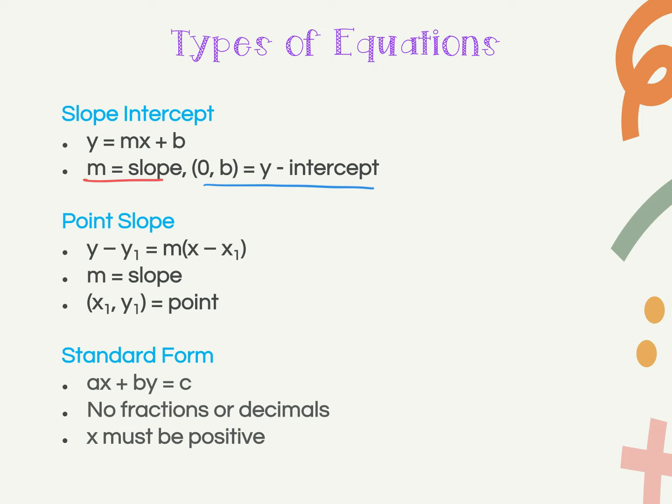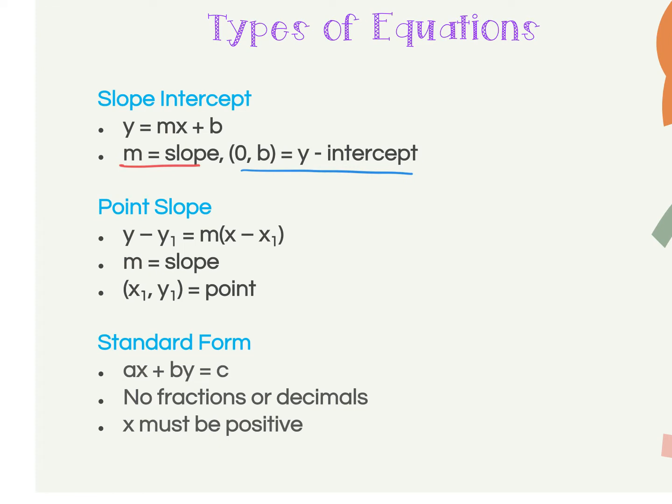The point slope formula is y minus y1 equals m, which again is the slope, times x minus x1. In this particular form, the x1, y1 is going to come from an ordered pair, and then you would replace. Then the standard form is going to be ax plus by equals c. There can be no fractions and no decimals in this form. And the number in front of x must always be a positive number.